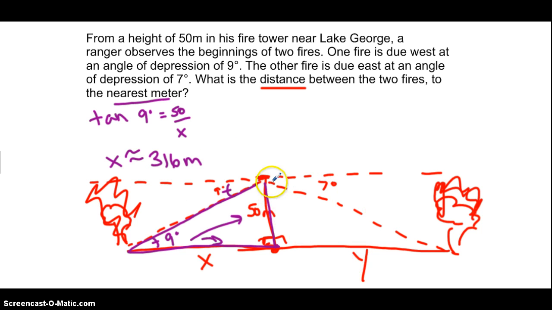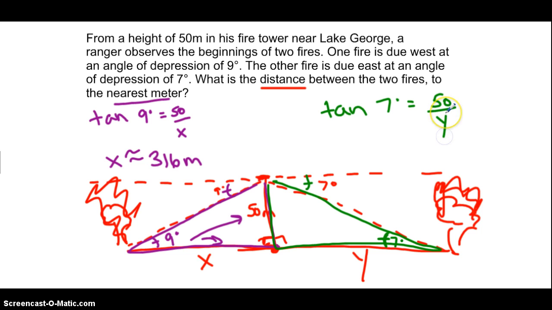So if I come over to my other side now, this triangle that's blazing on the east, okay, so here's my right triangle. There's an angle of depression of 7 degrees. This angle of depression is alternate interior with this angle here, which is the same as the angle of elevation. Remember, angle of depression is congruent to the angle of elevation. And we're going to use another tangent ratio. So the tangent of 7 degrees is equal to 50, which is the opposite, over y, which is the adjacent. So again, we're dividing 50 by the tangent of 7, and we get about 407 meters.